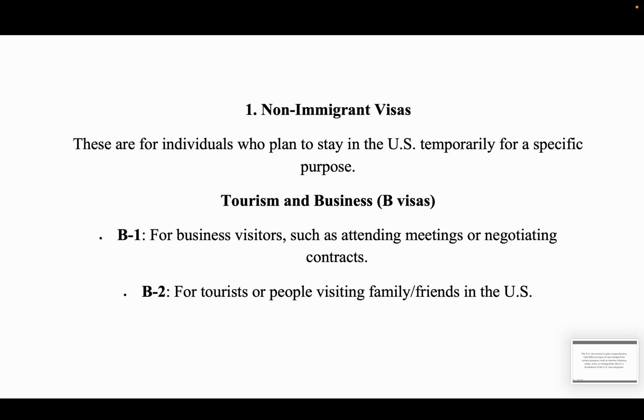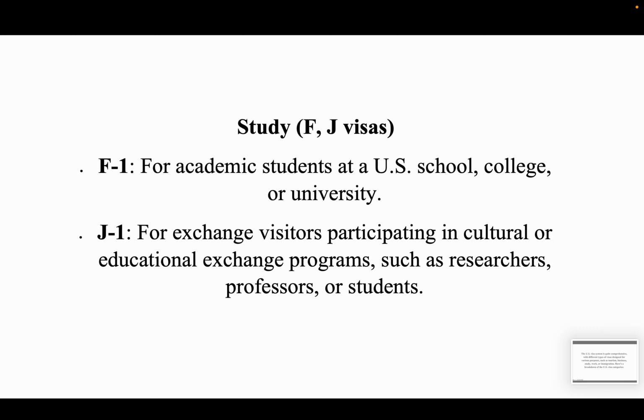B1 is for visitors such as those attending meetings or negotiating contracts. The people who are coming just to visit family and friends in the US will get the B2 visa. So the B1 visa is for short professional visits, and B2 is for family visits.